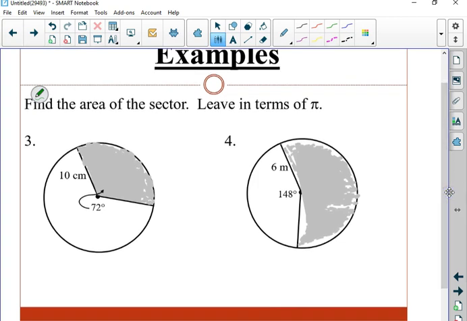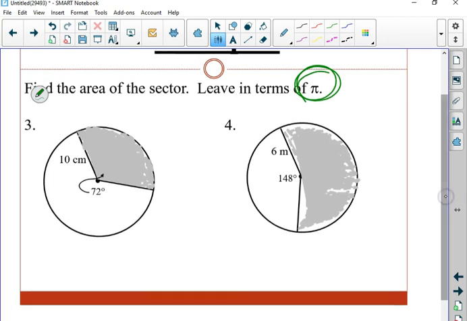So here we go. Again, notice, leave in terms of pi. Circle that, please, on your notes. Get in the habit of looking for that. If it's there, fine. If it's not, use a decimal.